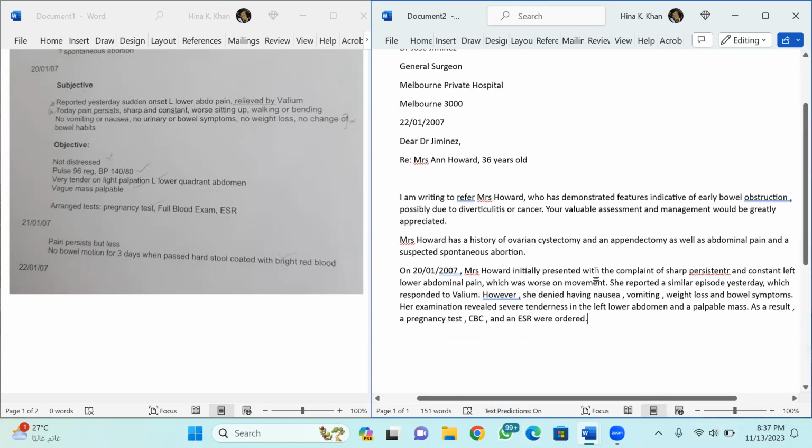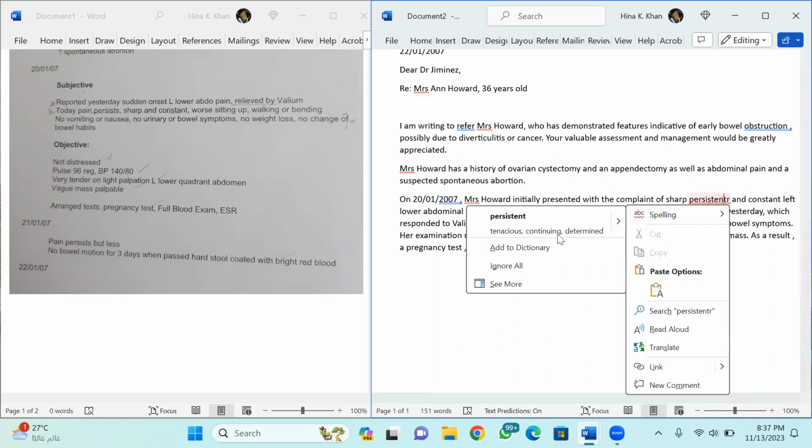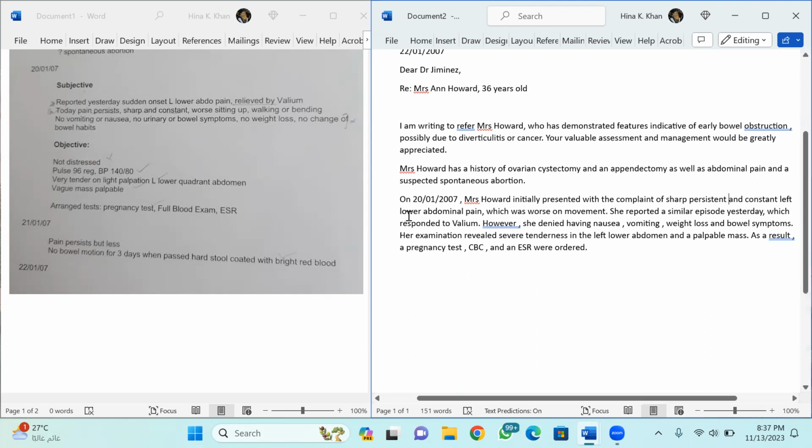Okay, so I have written this. Now my 20th date has finished. I have covered everything which was in the 20th. I have written that she presented with this persistent pain, which was in the left lower quadrant of the abdomen and was on movement.